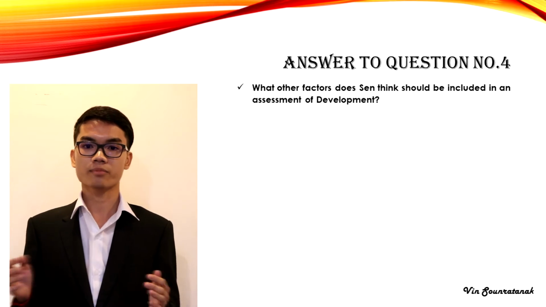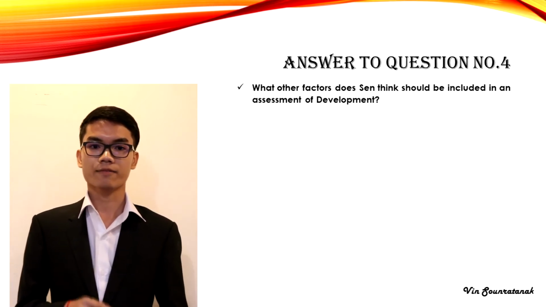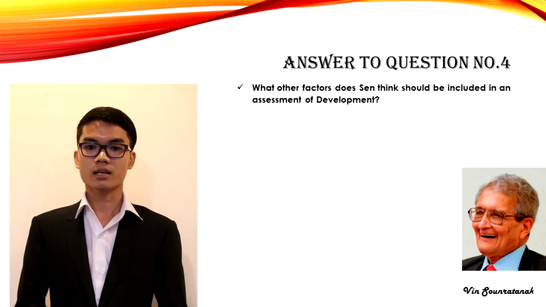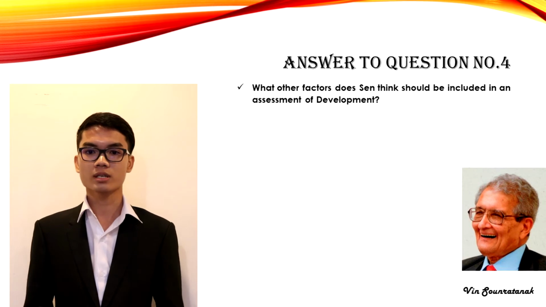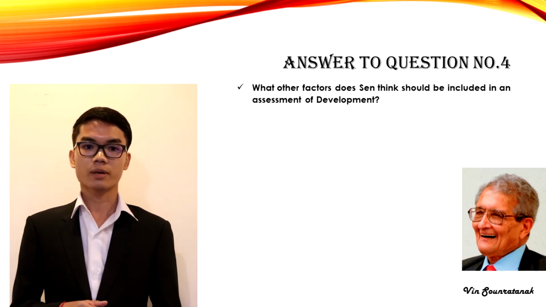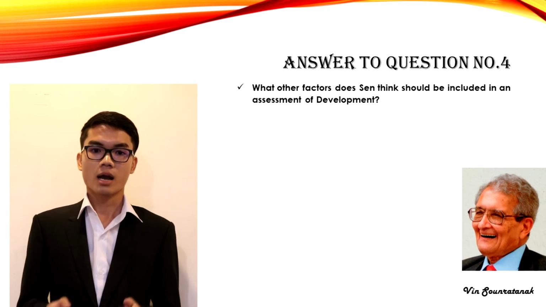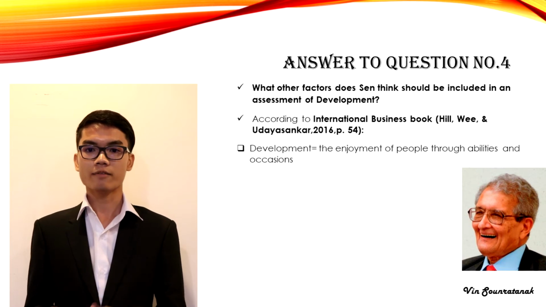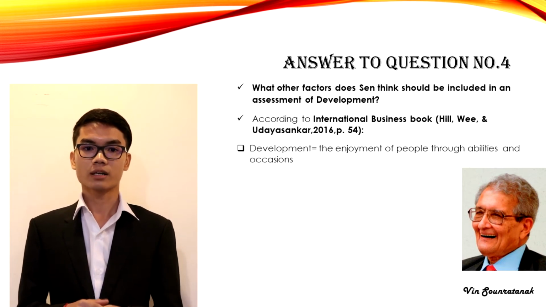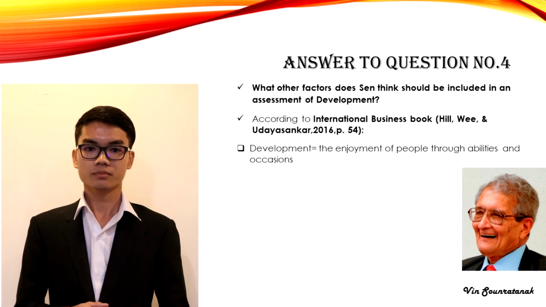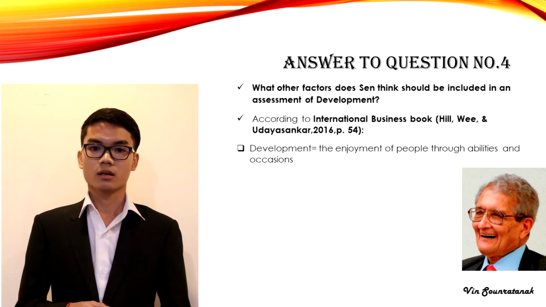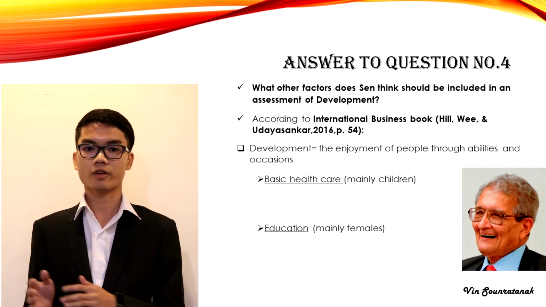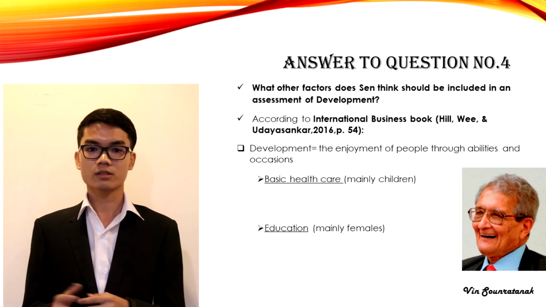However, using this measurement can be misleading and insufficient to describe economic development. Thus, Amartya Sen exposed his concept by introducing the removal of major impediments to freedom. According to his thesis in the international business textbook, development must be considered further by people's enjoyment of abilities and opportunities. Those include basic health care, which mainly refers to children, and education, which mainly refers to women.